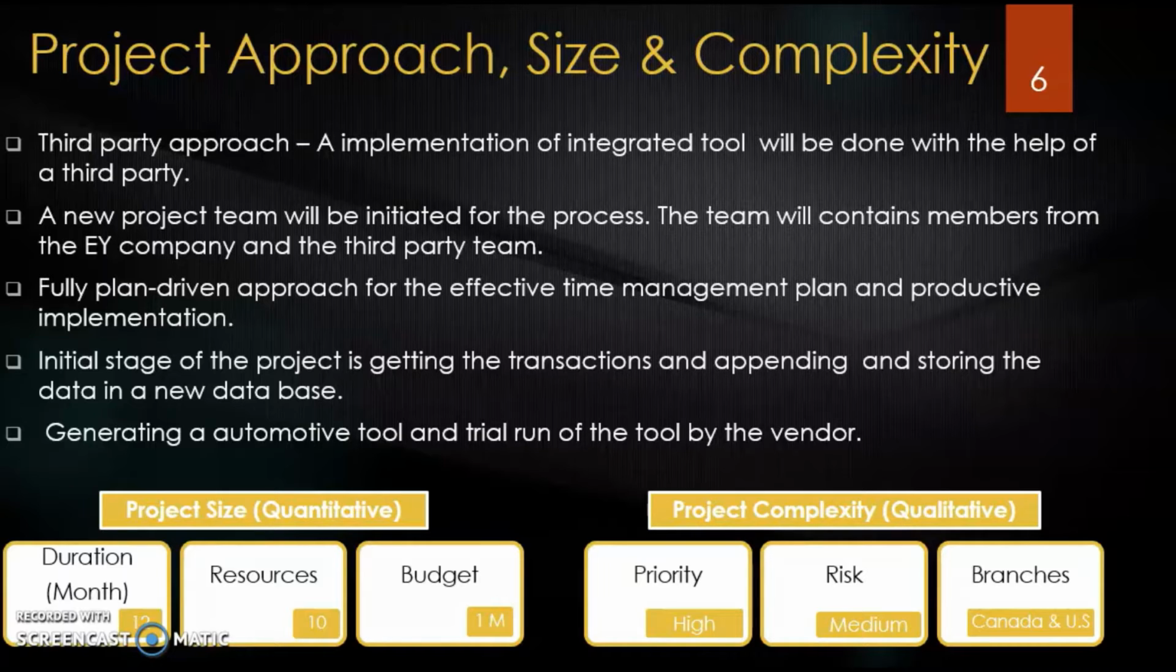The project size: the duration of the project is 12 months, and the total resources would be 10, and the budget for the project is 1 million. And the project is seen as high priority, and the risk seen for the project is medium, and the branches that would affect this project are in Canada and US.